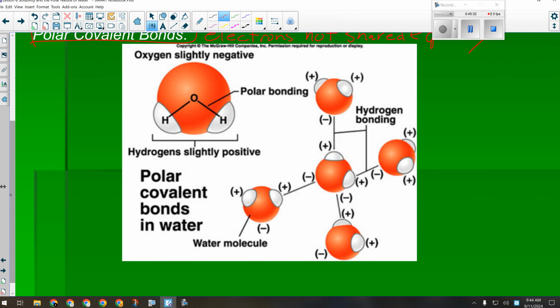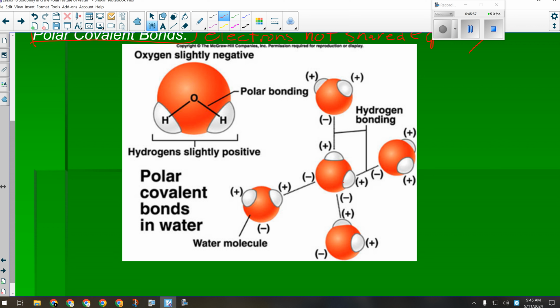So this one water molecule in the middle can hydrogen bond to the negative end of this one. It can hydrogen bond to the negative end of this one. It can hydrogen bond to the positive end of this one, and same with this one here. Those charged ends get near the oppositely charged pole of another water molecule or another polar molecule. They'll form a hydrogen bond.